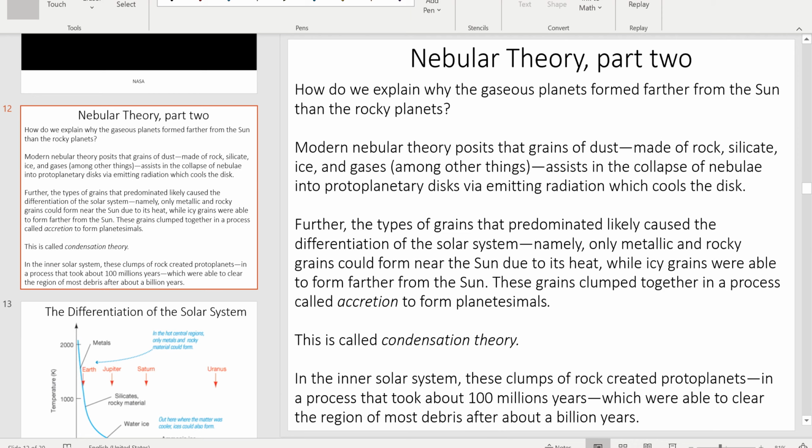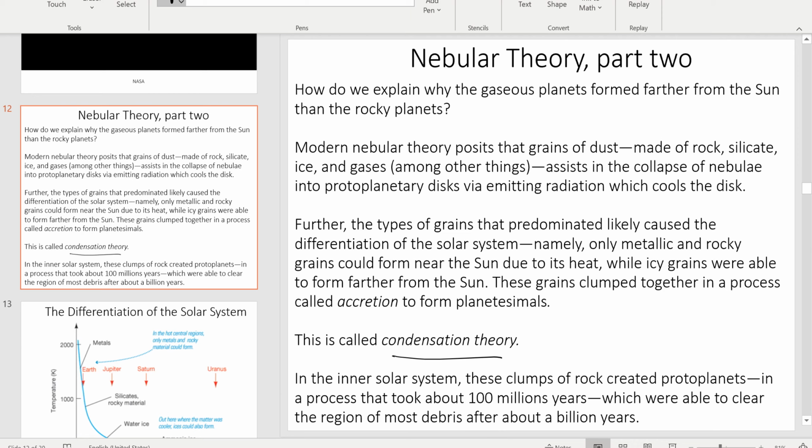This is what we call condensation theory, and the idea is that as the solar system formed, it formed together. The planets and the sun formed at around the same time. And as the sun began to form, we'll talk about how stars form a little bit later in this course, but I think you can tell intuitively the idea: the center of this solar system was the densest part, and it was collapsing under its own gravity.